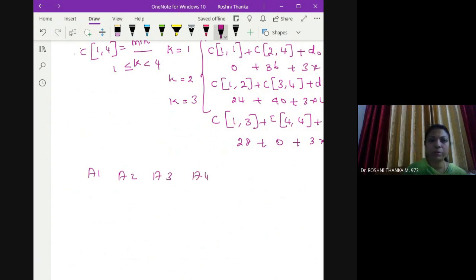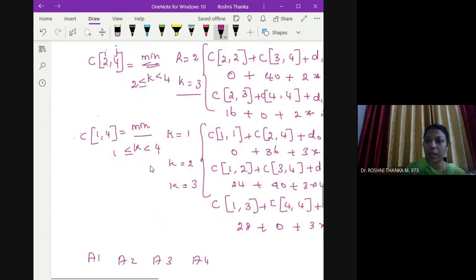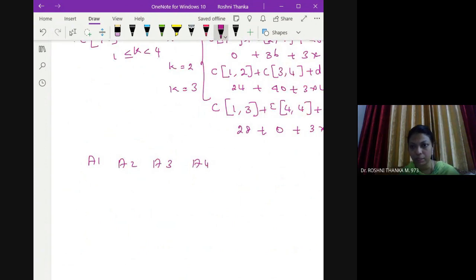So what we have to find from this k value is in which place we have to put the parenthesis. If you see the k table, when we have the four matrices from 1 to 4, the place where you have to put the parenthesis is 3. So after the matrix A3, we have to make a parenthesis. So in this place, we'll put a parenthesis.